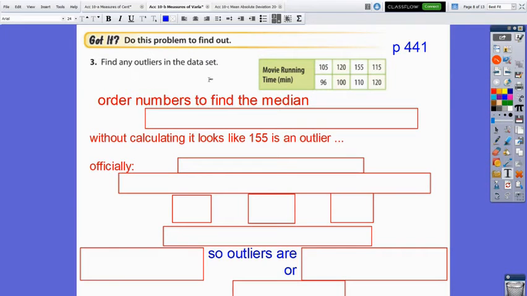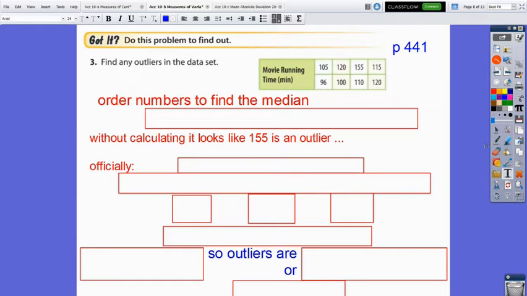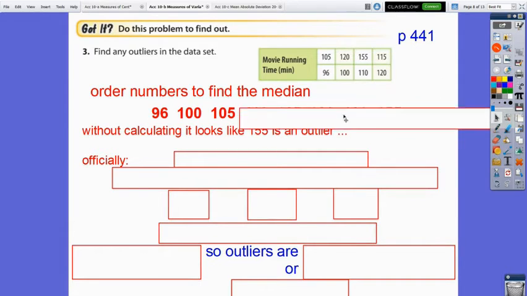All right, now here's one for you to do. Find the outliers in the data set. So first, since you need to find what the interquartile range is, you need to put the numbers in order so you can find the median and the Q1 and Q3 values. So we'll put them in order.